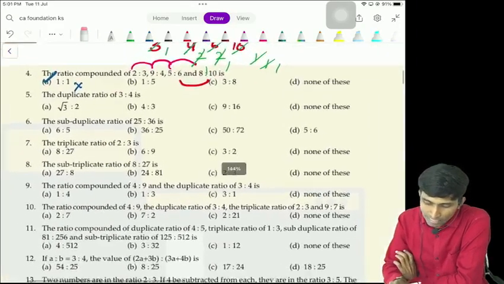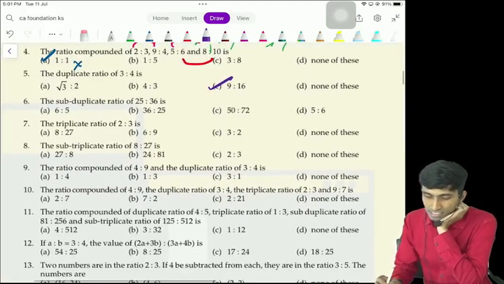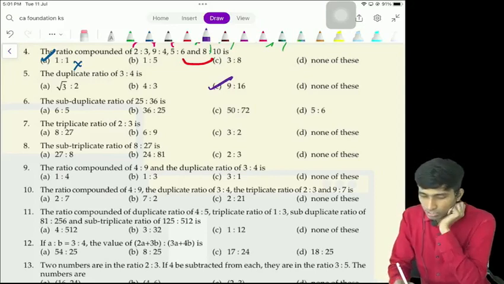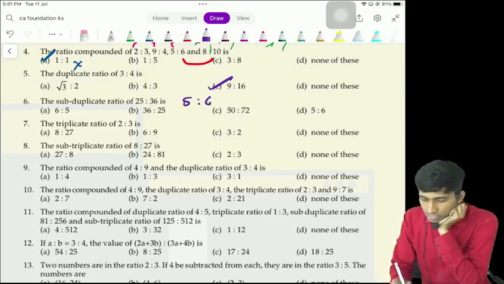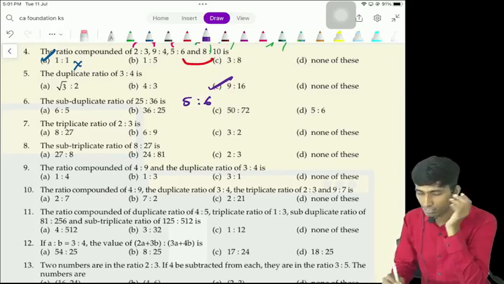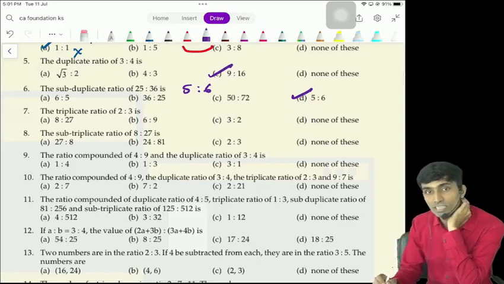Next, duplicate of 3 is to 4, how much? 9 is to 16. Subduplicate ratio of 25 is to 36, subduplicate means what? Square root. 5 is to 6. You understood what we are doing? Simple. 5 is to 6. D is the option. Correct now?